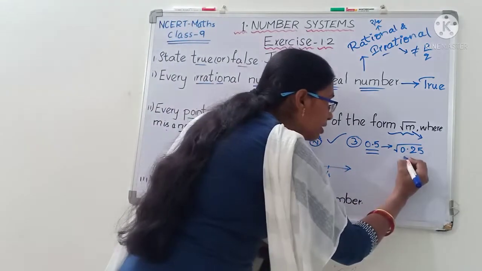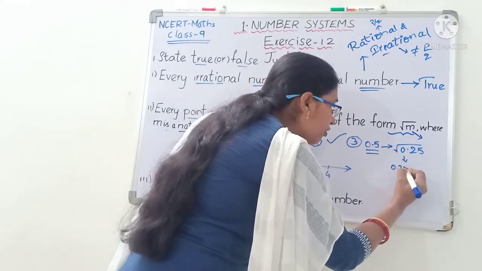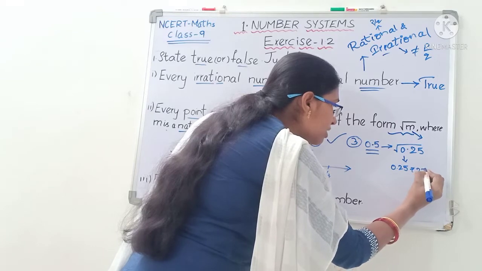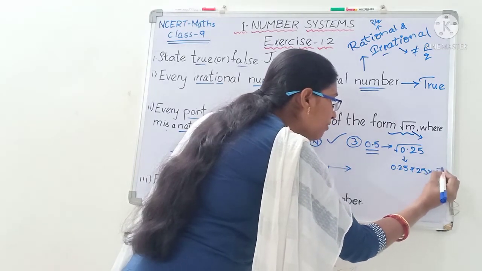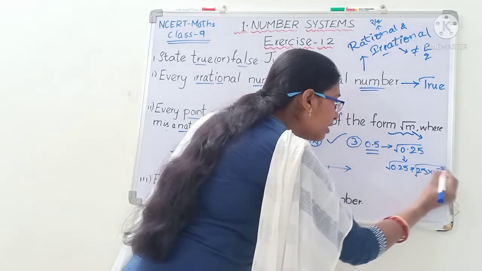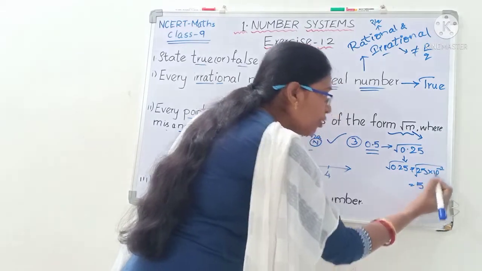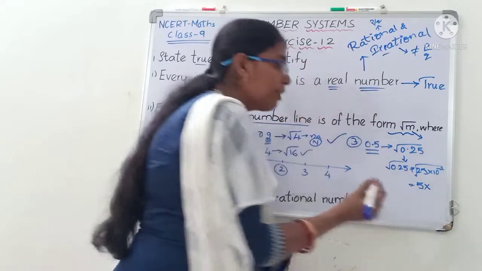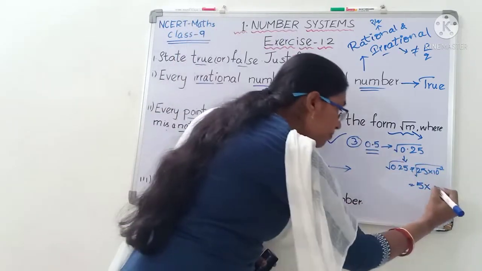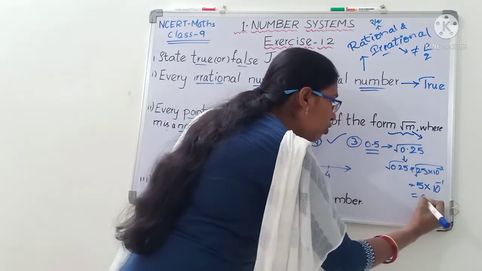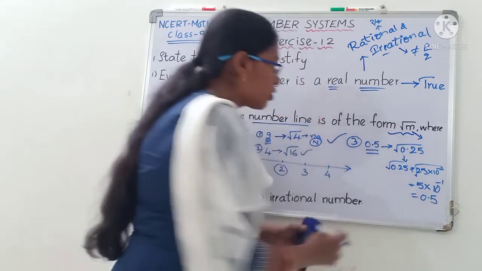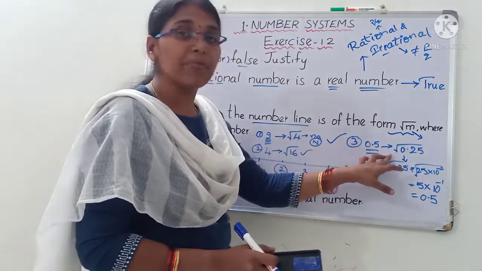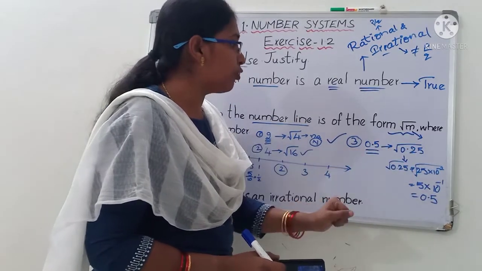Let's see. How do you write 0.25? 0.25 can be written as 25 into 10 power minus 2. Root 25 is 5. Root of 10 power minus 2: when 10 power minus 2 comes outside the root, it becomes 10 power minus 1. You got 0.5. So see children, 0.5 can be expressed as root of 0.25.